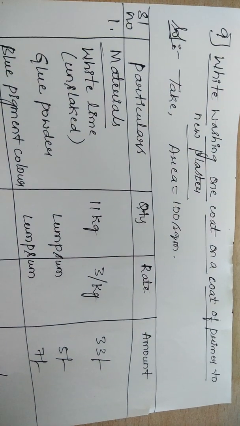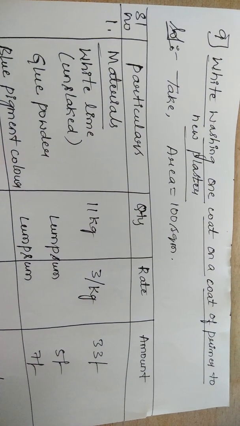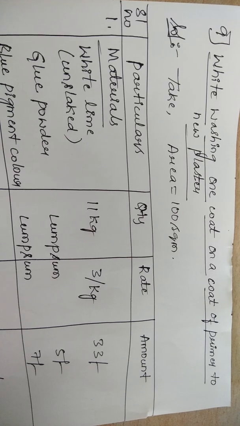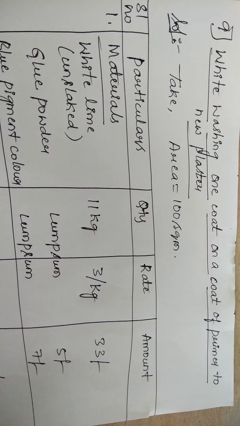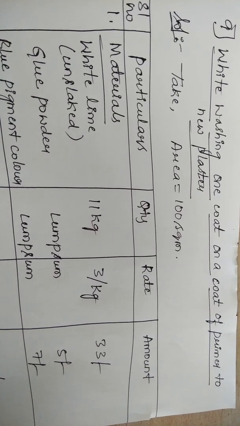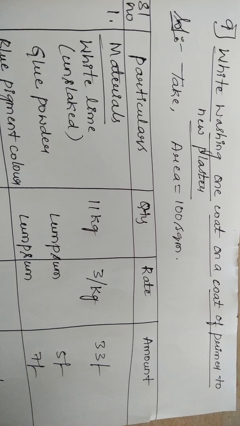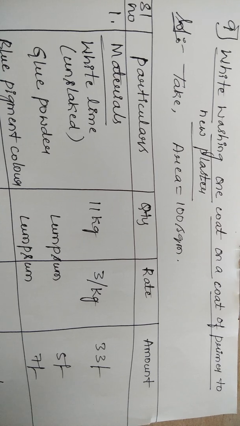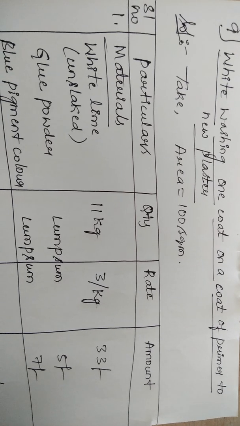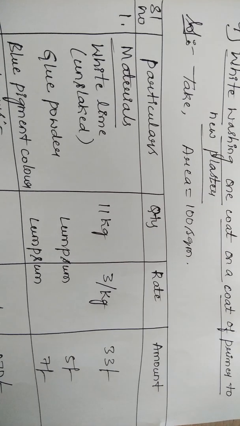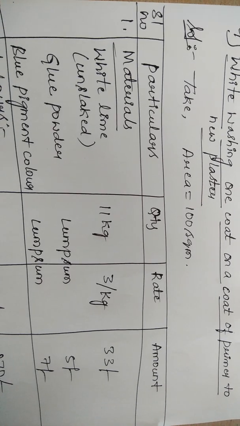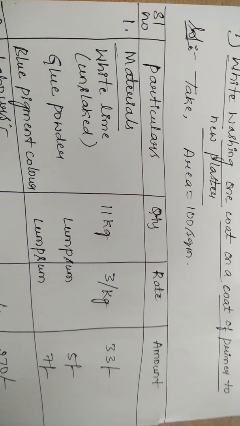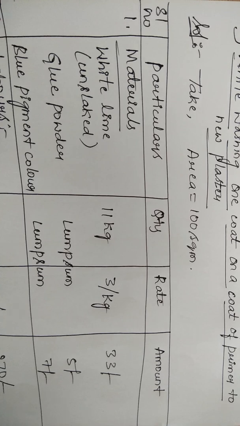In this video, I will teach you rate analysis of whitewashing of one coat on a coat of primer to new plaster. So let us start. Let us consider an area of 100 meters square for which the whitewashing has to be done. So starting with the table, there is no material calculation. We ourselves will be assuming the quantity of the material as well as the labors here.